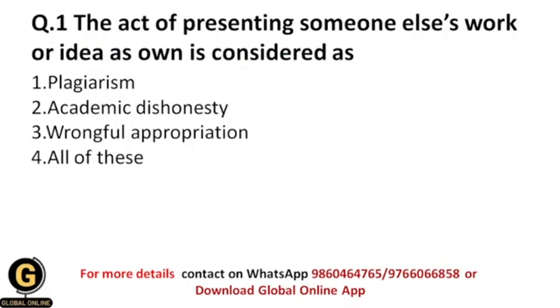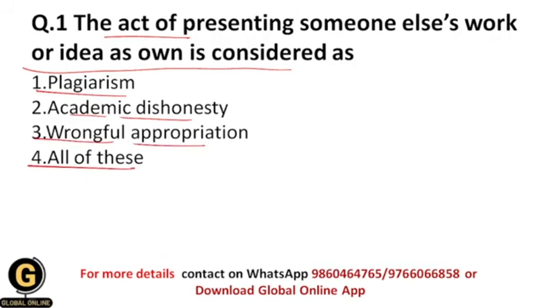So now let us start with our today's session. Now the question 1 is, the act of presenting someone else's work or idea as own is considered as. Now whenever you are presenting someone else's work as your own, or if you are presenting someone else's idea as your own, then that kind of action is considered as what? Whether it is plagiarism, whether it is academic dishonesty, or whether it is wrongful appropriation, or all of these.